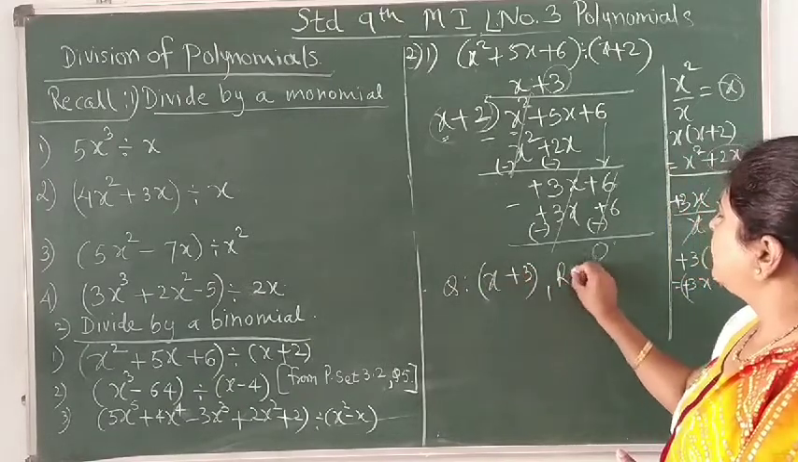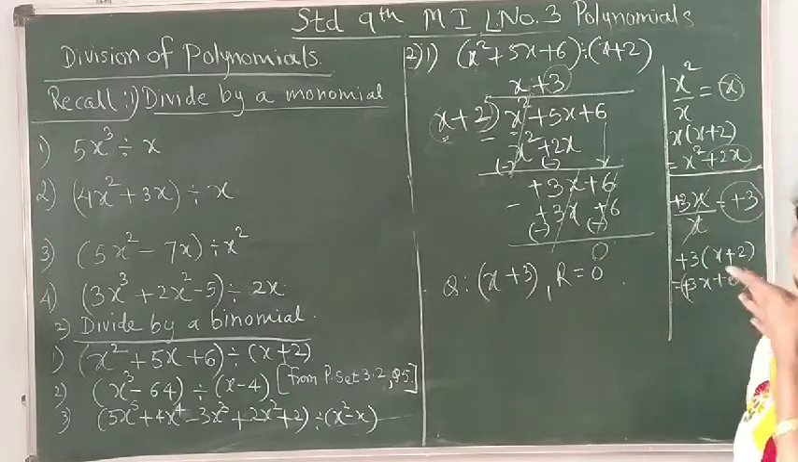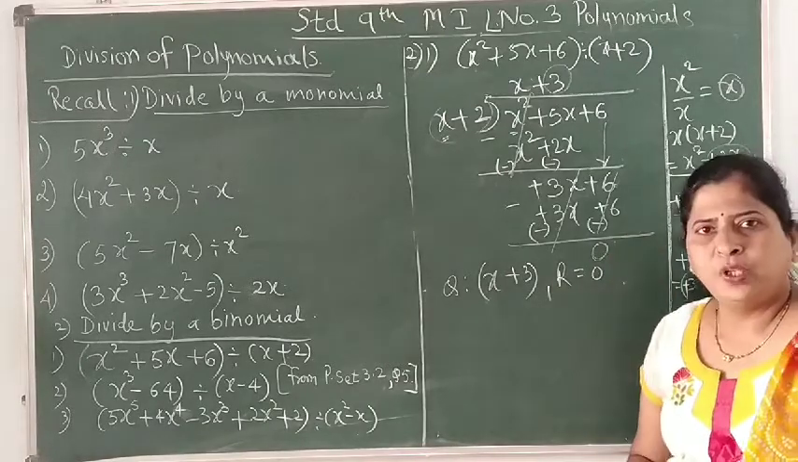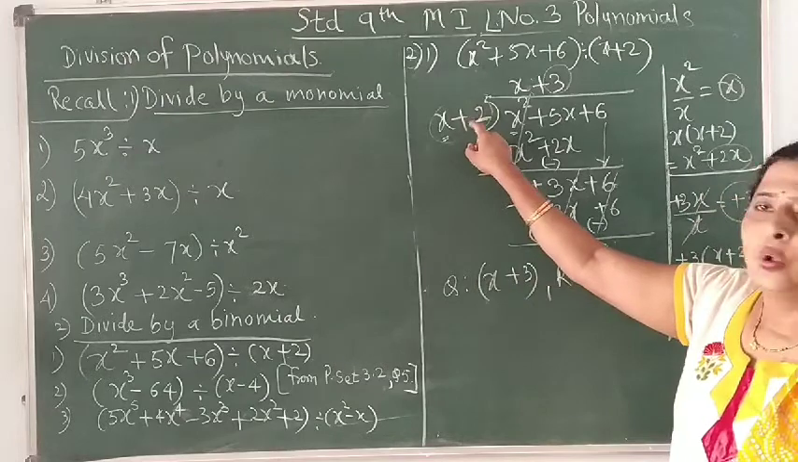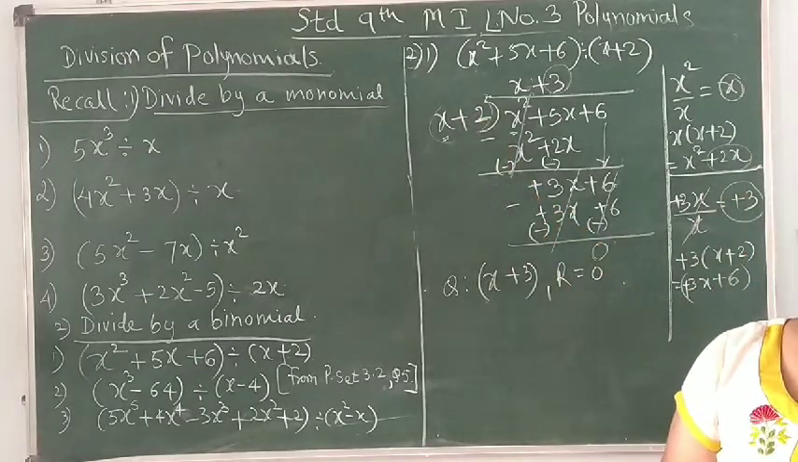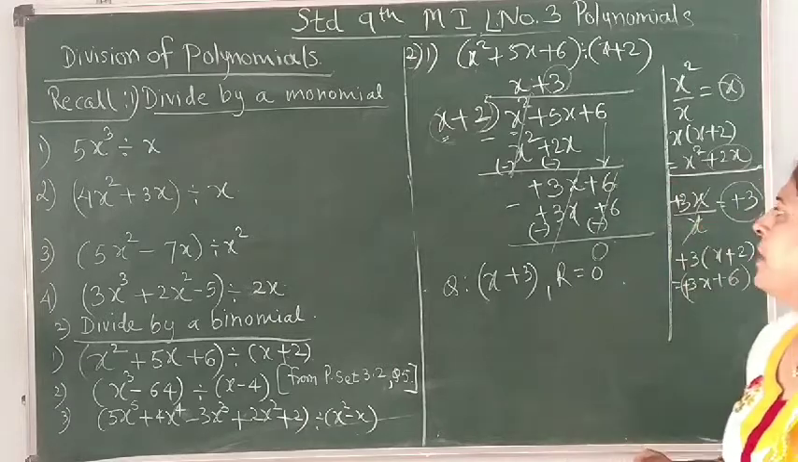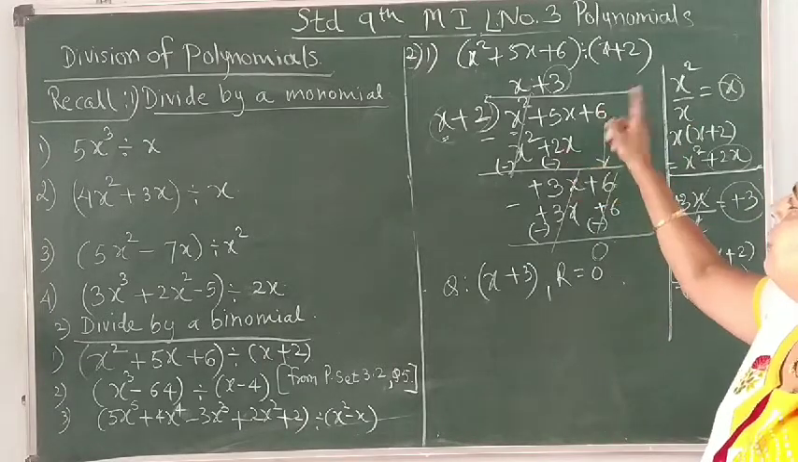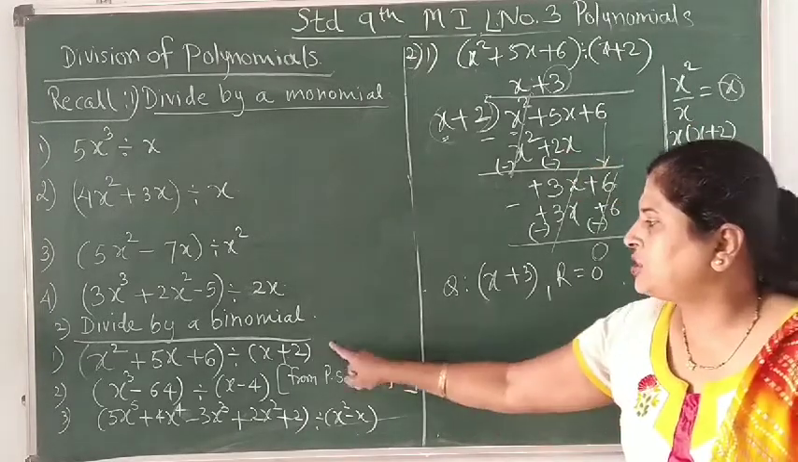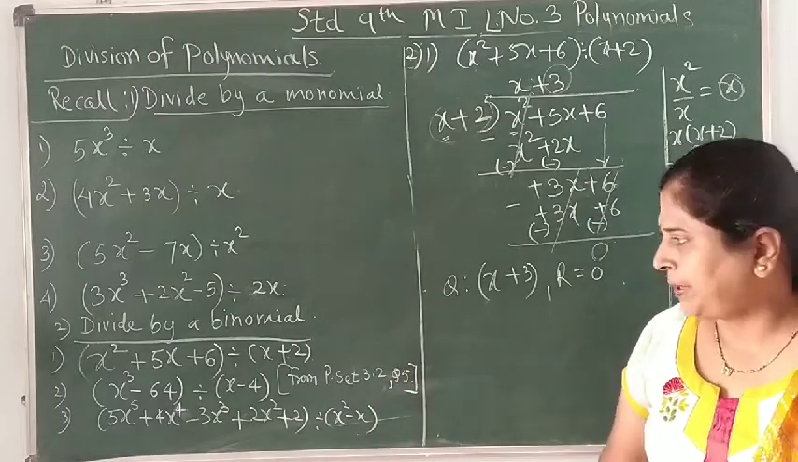Now here you get quotient x plus 3 and the remainder is 0. When we get the remainder 0, we know that this is not only the divisor but it is a factor of the given polynomial. In this way we get the division of a binomial divided by a binomial.